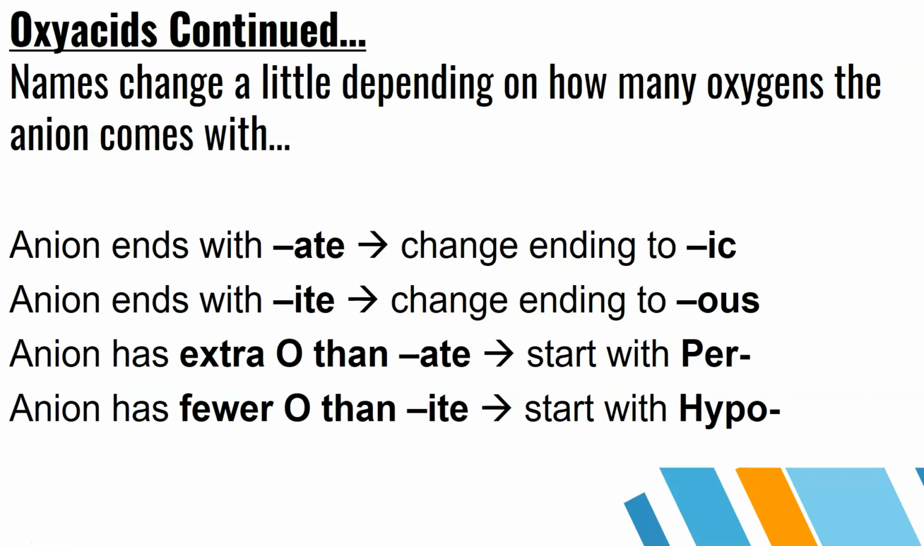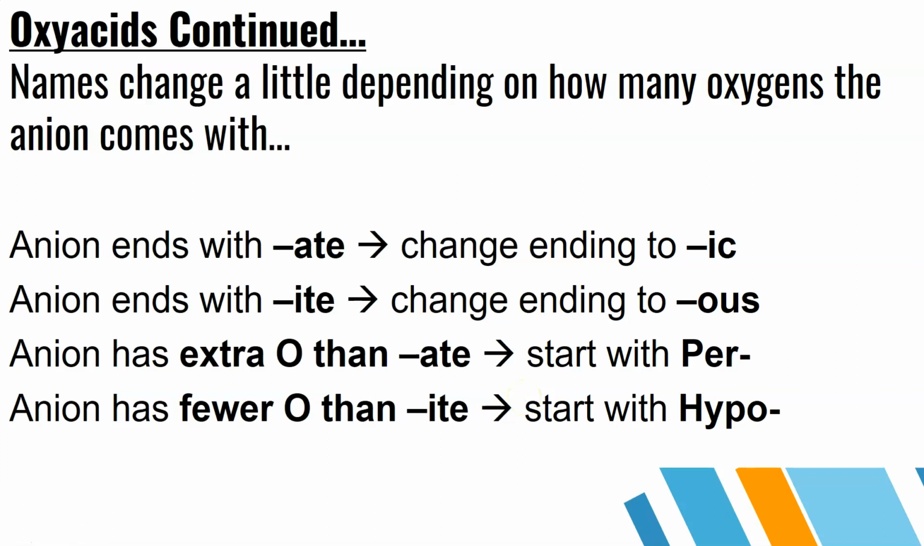So you kind of have "ate" as what you begin with. If you go above that in oxygens, you add a prefix. If you have "ite" and you go below that in oxygens, you add a prefix. So let me show you on the next slide.